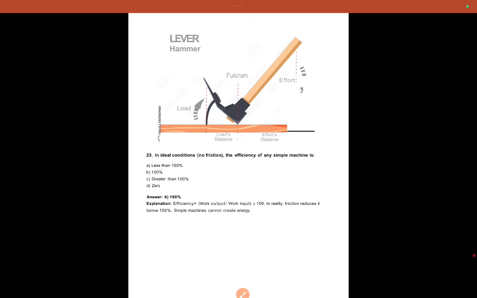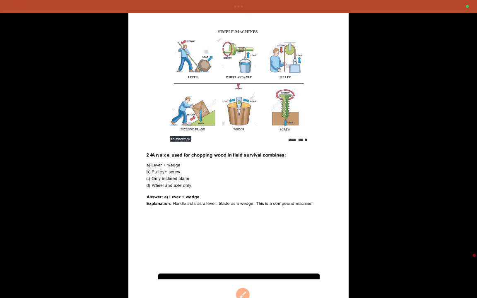And the 23rd one, in ideal conditions, there is no friction. The efficiency of a simple machine is what? It's all about 100%. No friction, so that is the reason for 100%. Efficiency is work output divided by work input, times 100%. That's about the efficiency.